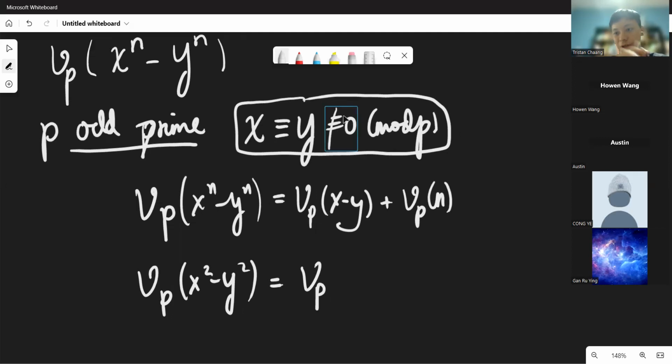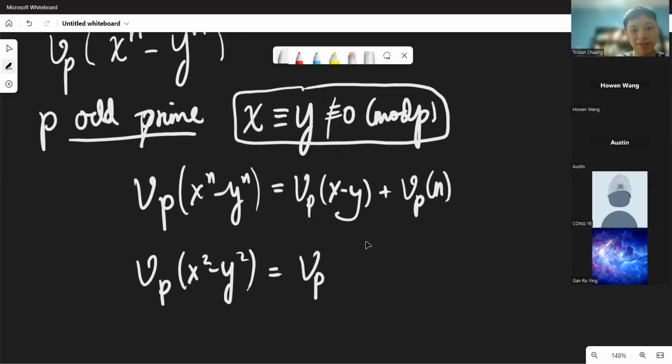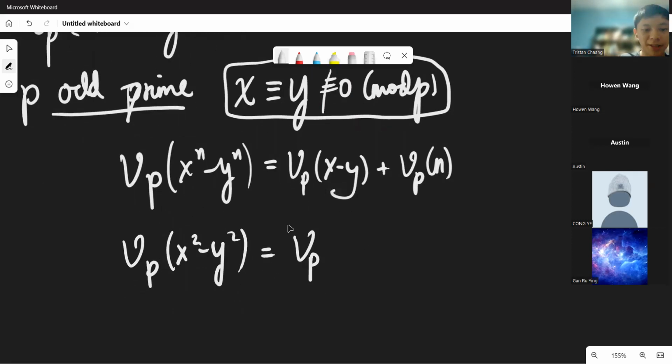So yeah, there are actually two conditions here. I just write them in one sentence. So let's come back here. Let's say you want to find the VP of x squared minus y squared. Well, first of all, we know that this is just the VP of x minus y plus the VP of x plus y. So nothing special there. It's just factorization.